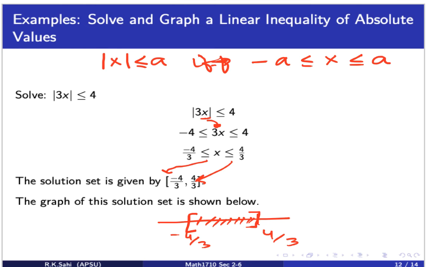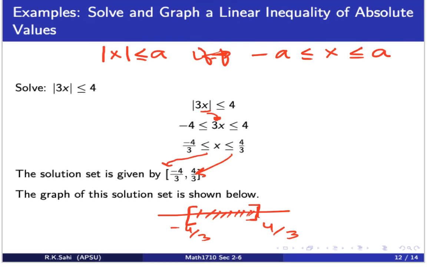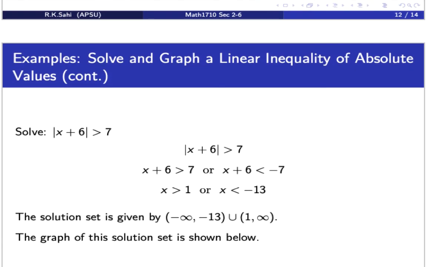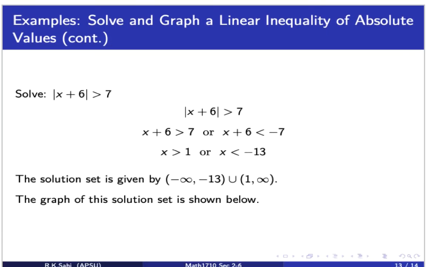Now, we're going to look at another problem where we have a strictly greater than symbol. So this is the absolute value of x plus 6 strictly greater than 7. Now remember, once again, this was the formula. If the absolute value of x is strictly greater than a, if and only if x is strictly greater than a, or x is strictly less than minus a.